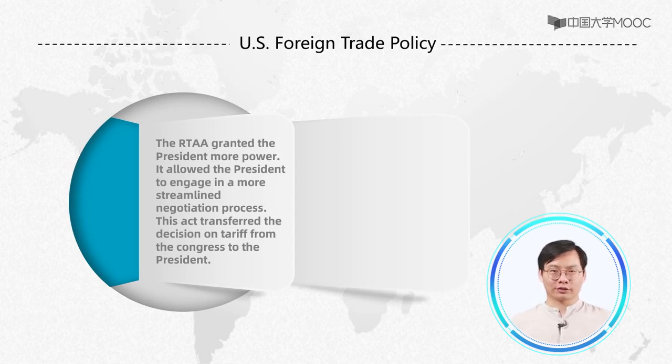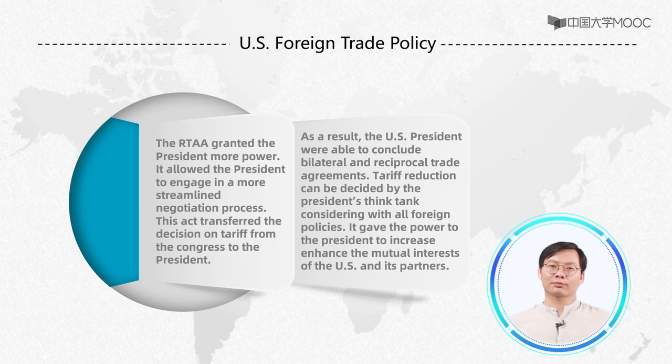This act transferred the decision on tariffs from the Congress to the President. As a result, the U.S. President was able to conclude bilateral and reciprocal trade agreements. Tariff reduction can be decided by the President's think tank considering all foreign policies. It gave the power to the President to increase and enhance the mutual interests of the U.S. and its partners. What are the consequences of the RTAA?